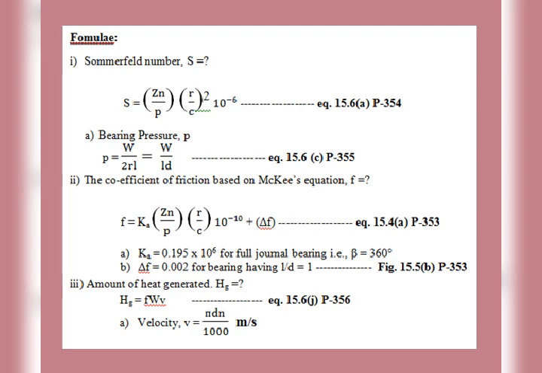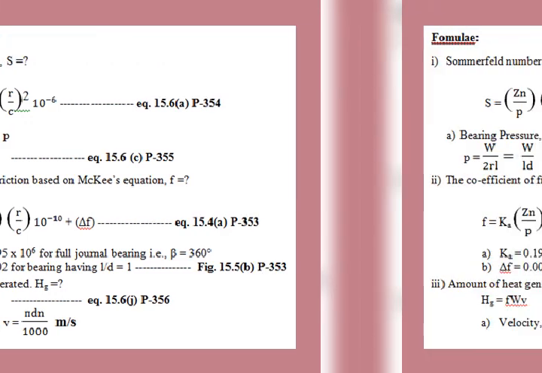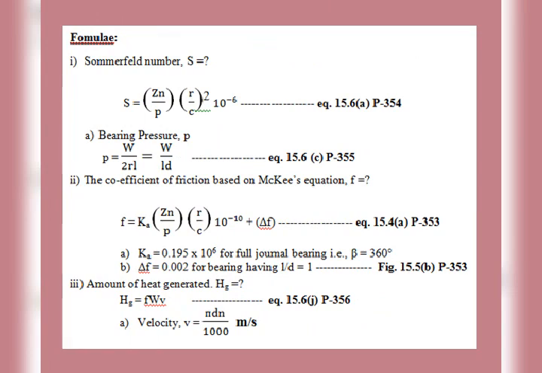And here viscosity Z he has given, N he has given, N in terms of RPS, and P he has given, and R by C. R by C he has itself given, that is D by C suffix D he has given 1000, that is equal to R by C, that value has given. Here only one unknown is P, that is bearing pressure P, that we need to find. Bearing pressure P is equal to W divided by 2RL, that is equal to W divided by LD, that he has given in equation number 15.6c, page number 355. This is all about the first equation what is required.